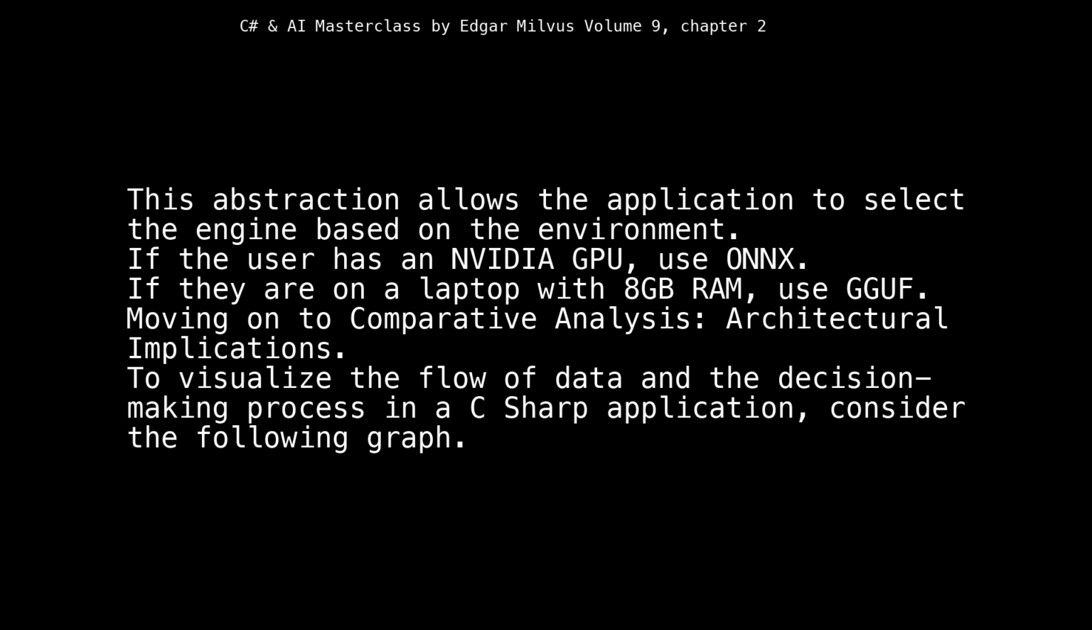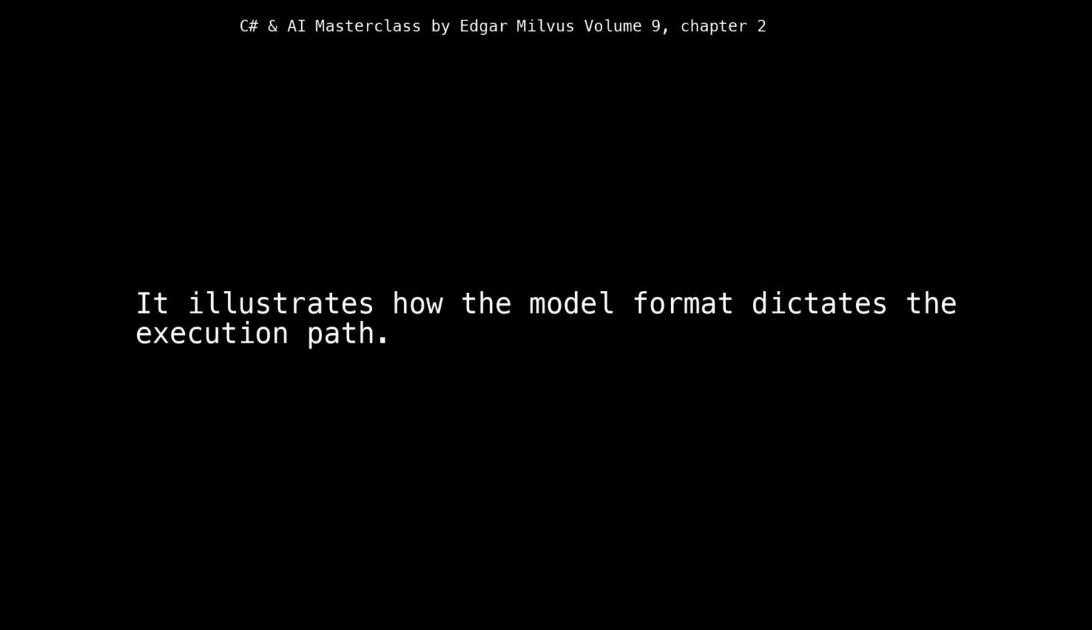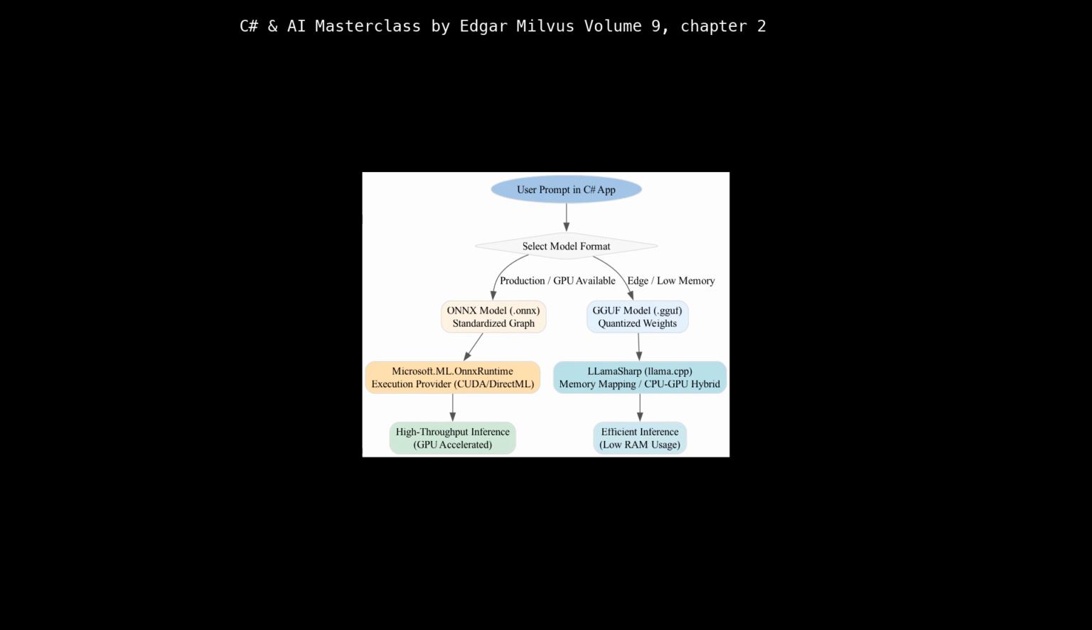Moving on to comparative analysis, architectural implications. To visualize the flow of data and the decision-making process in a C# application, consider the following graph. It illustrates how the model format dictates the execution path. The diagram depicts a C# application's workflow where the specific model format acts as a central switchboard, directing the flow of data and determining the subsequent execution path for AI processing.